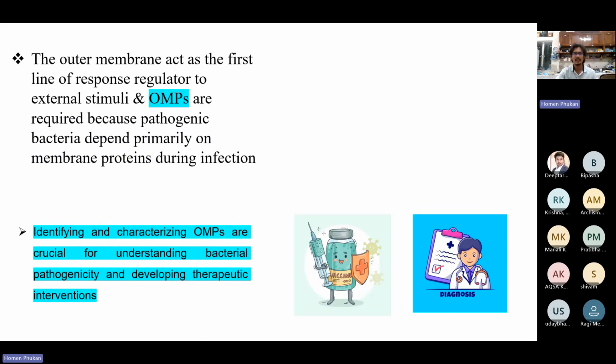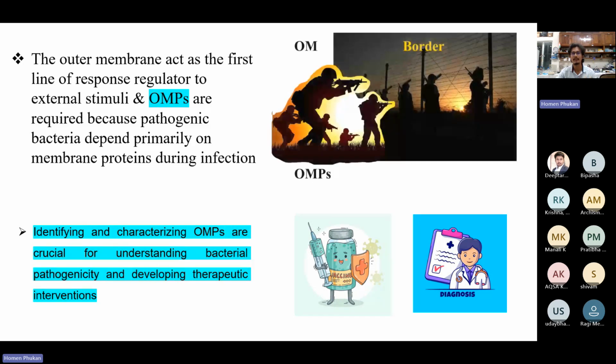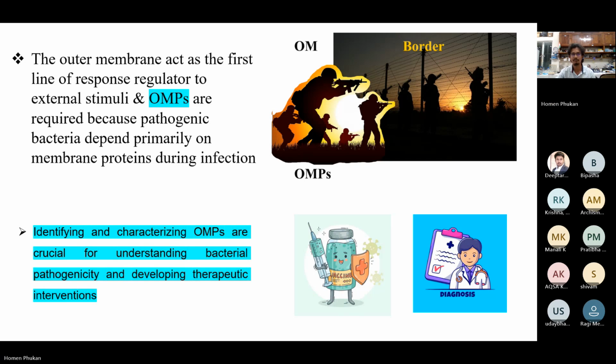The outer membrane acts as the first line of response regulator to external stimuli. You can imagine a border situation where the defense people can be termed the outer membrane proteins. These proteins are important because pathogenic bacteria depend primarily on membrane proteins during infection. Identifying and characterizing these OMPs is very important for understanding bacterial pathogenicity, and further we can develop therapeutic interventions, be it a vaccine or early diagnostic candidates.